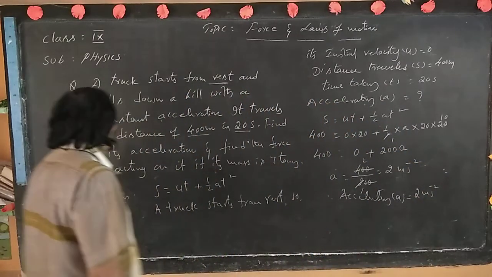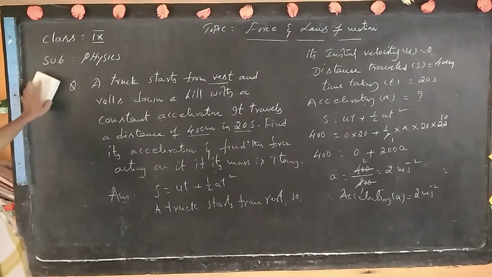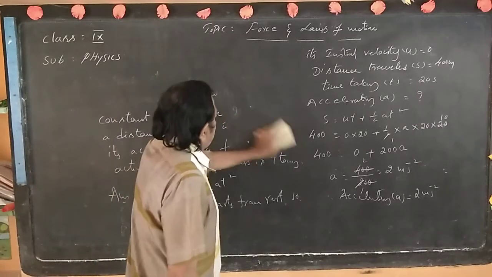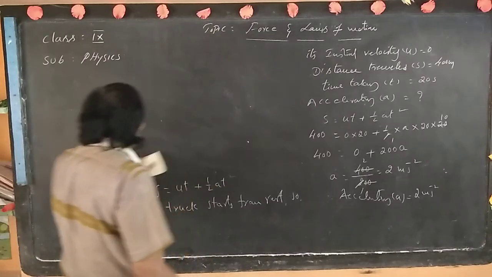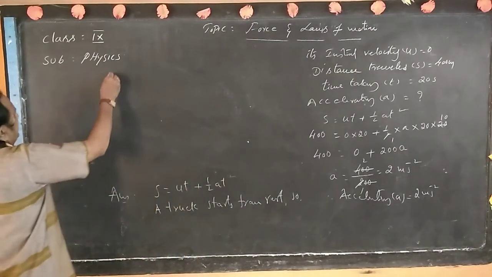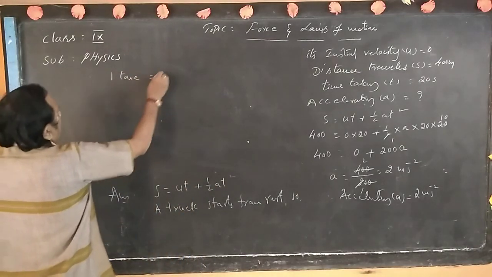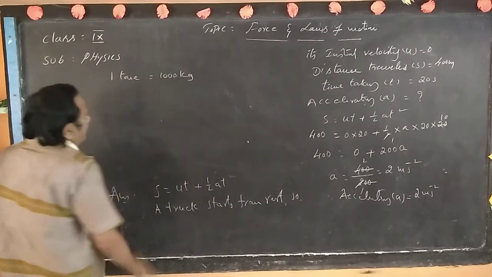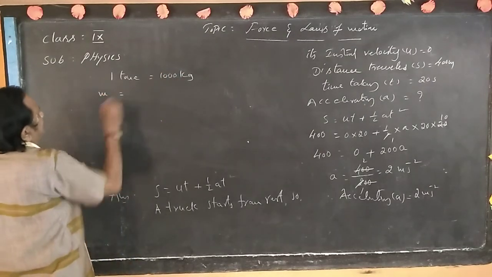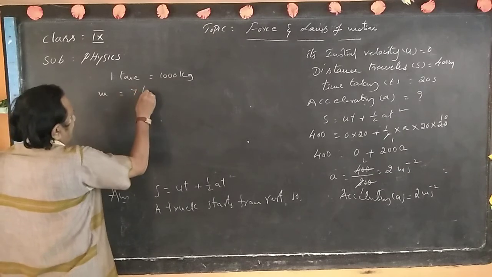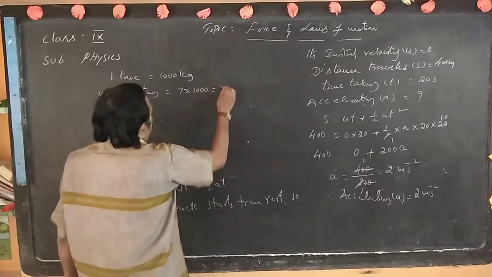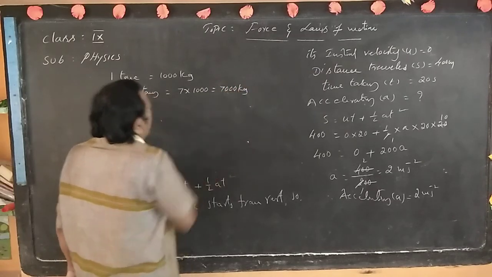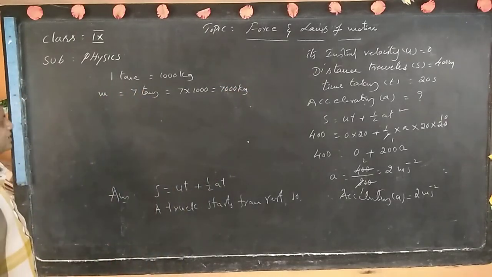Then what is the mass given in this question? 7 tons. 1 ton is equal to 1000 kgs. That is the clue to remember: 1 ton is equal to 1000 kilograms. Now here mass of the truck m is equal to 7 tons, that is equal to 7 into 1000, which means 7000 kilograms. 7000 kilograms is its mass, and acceleration will be 2 meters per second square.